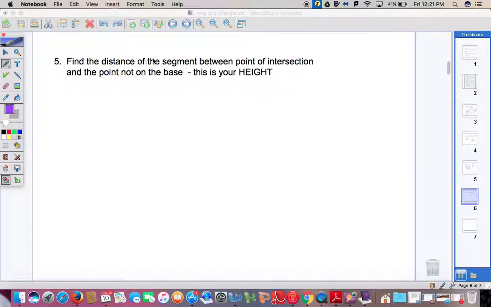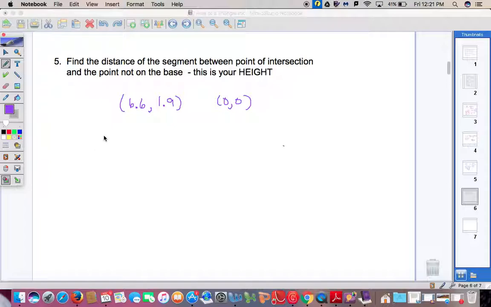The next step would be to find the distance of the segment between the point of intersection and the point not on the base. Well, the point of intersection is 6 6/10, 1 9/10. And then the point not on the base was our 0, 0. It might change if you choose to use a point that's not 0, 0 as your one point not on the base, but that's totally up to you, and I highly suggest that you use my method. But if you choose another way, that's fine. Your area should still be the exact same. You're just going to cause yourself a little more work.